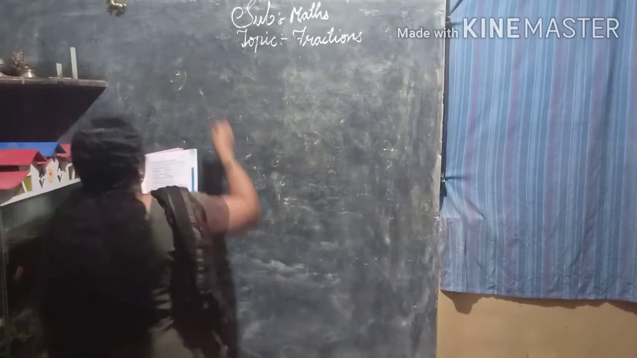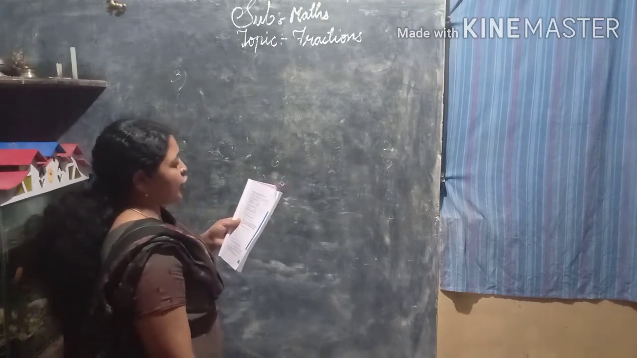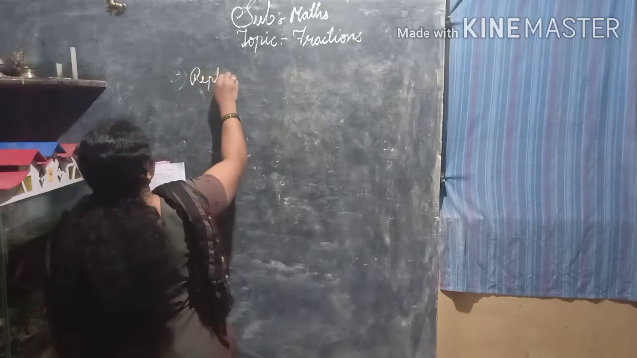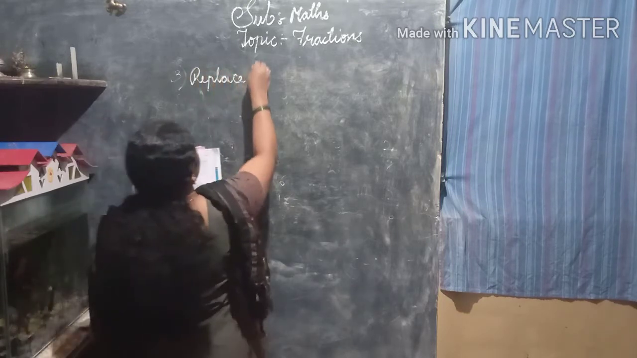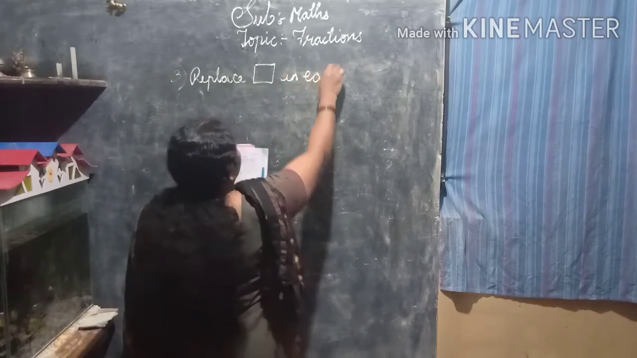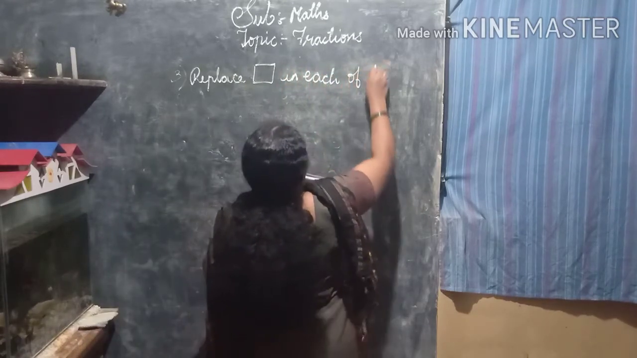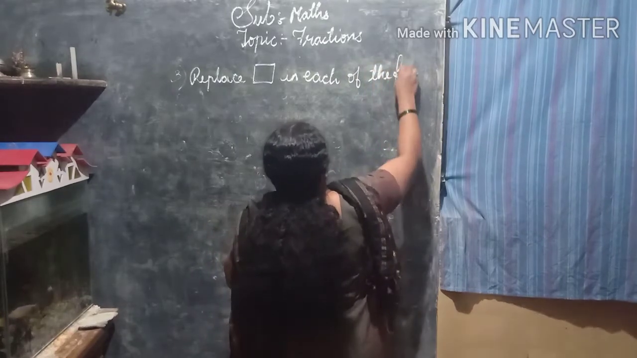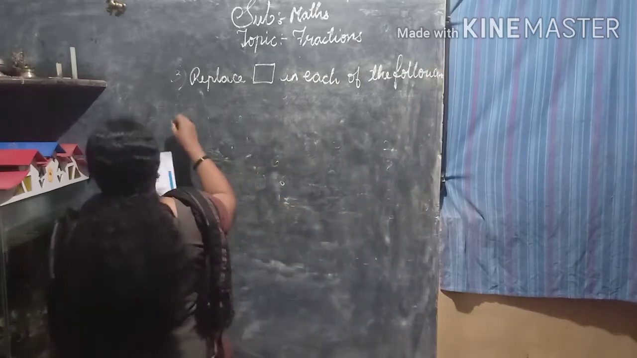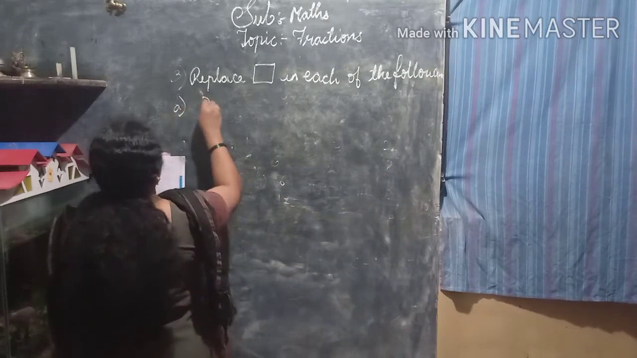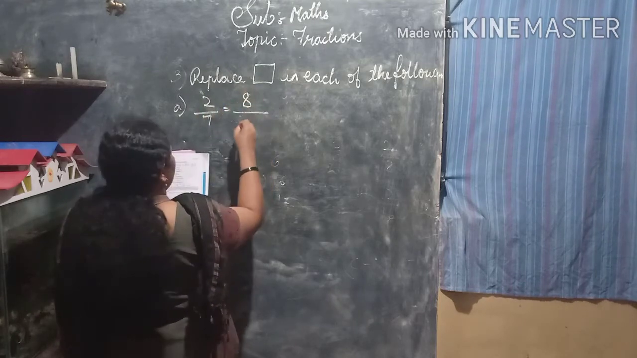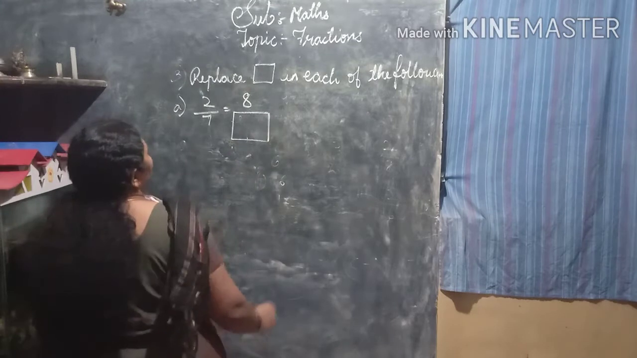So the third one says, replace the box in each of the following by the correct number. So here we have to see what is missing there. Okay. So the first one, see A. A is 2 by 7. For that the equivalent is 8 by the box. So what could be here?